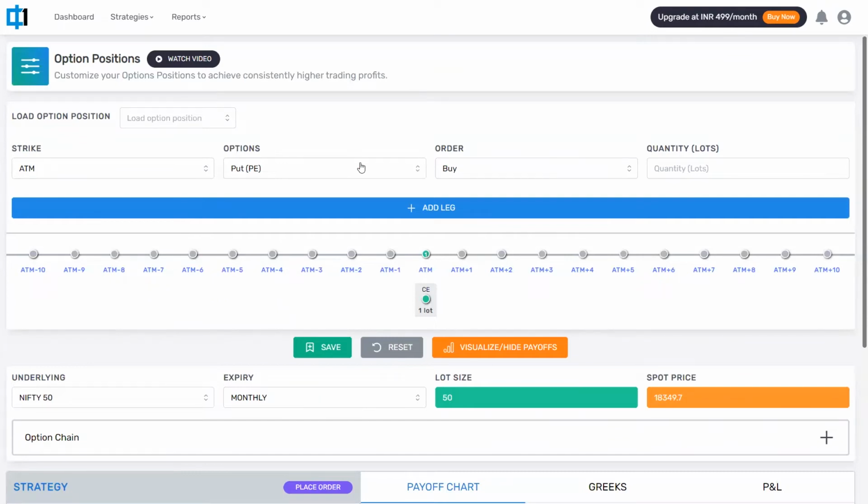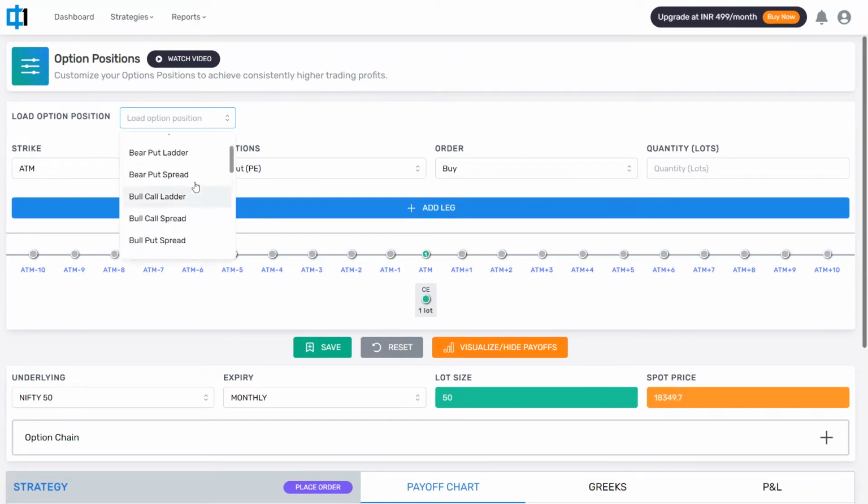So that is the simplest thing that I can do. But let's look at a few other options in terms of what else I could do. So let's take a look at, let's say, a bull call spread. So a bull call spread would be something like this.